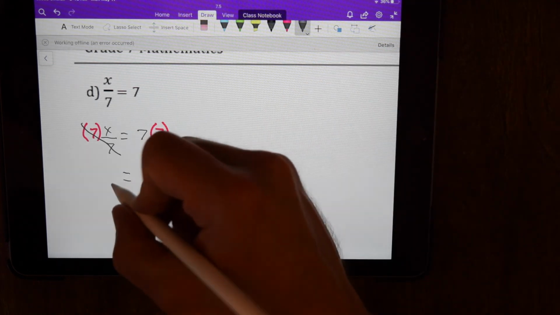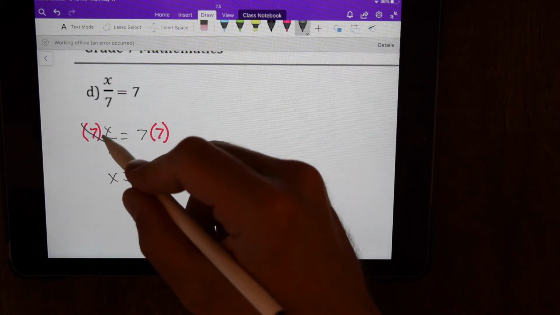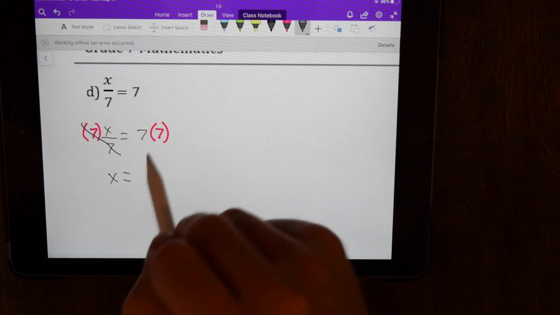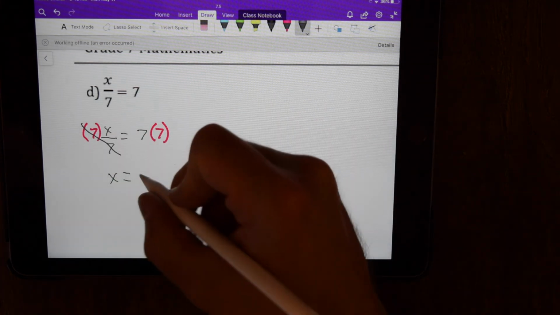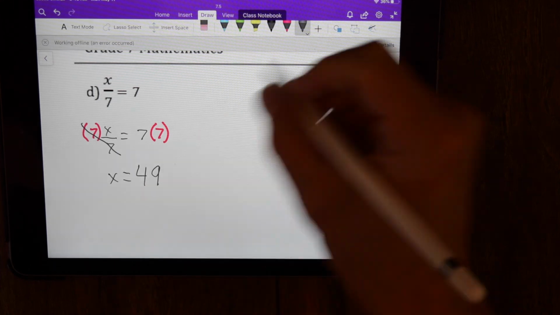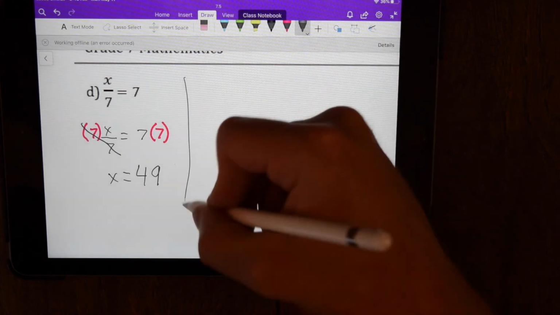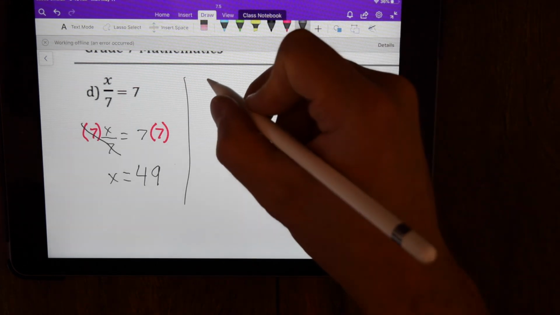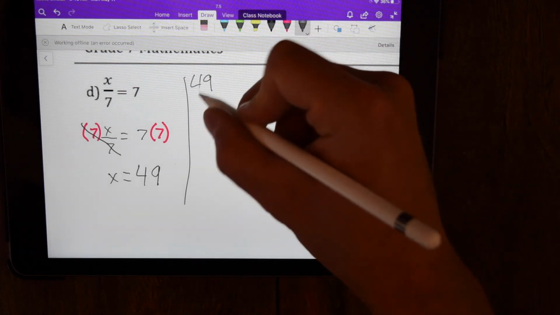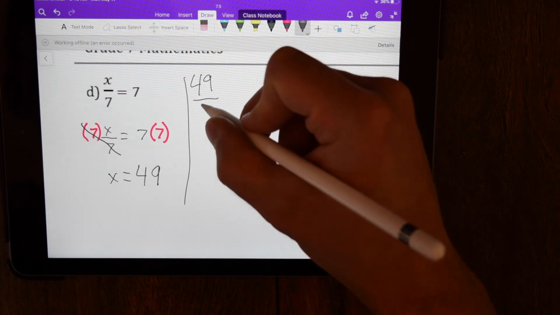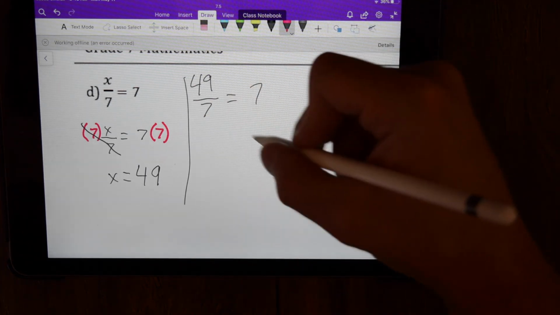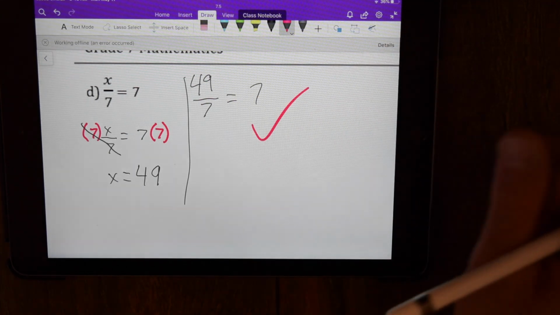I wanted to use the least number of steps that I can. And then I just do the math that's left over. I canceled those out. 7 times 7 is 49, and we should verify that, which is the nice thing about algebra: if you verify your solutions, you'll never get a question wrong. 49 over 7 equals 7. I'm good to go. Okay, those are the examples.